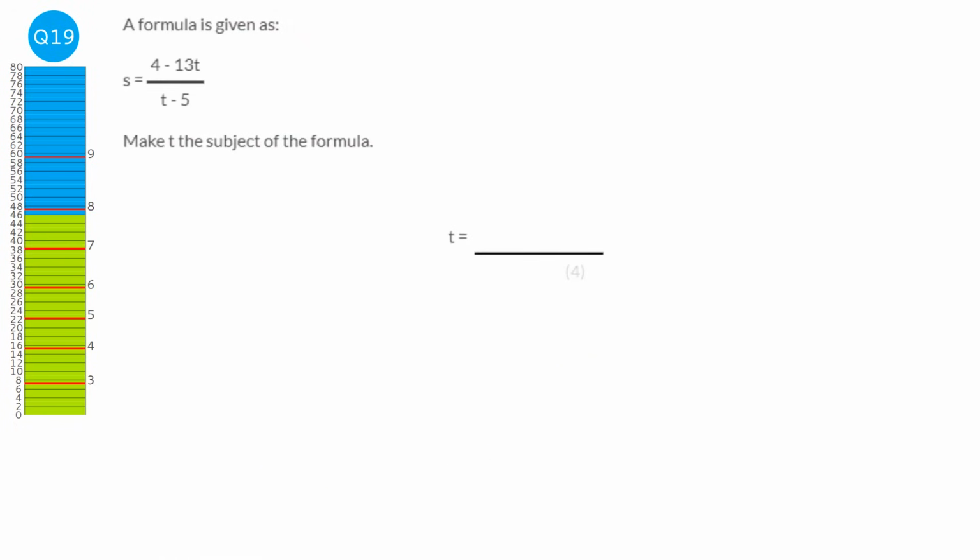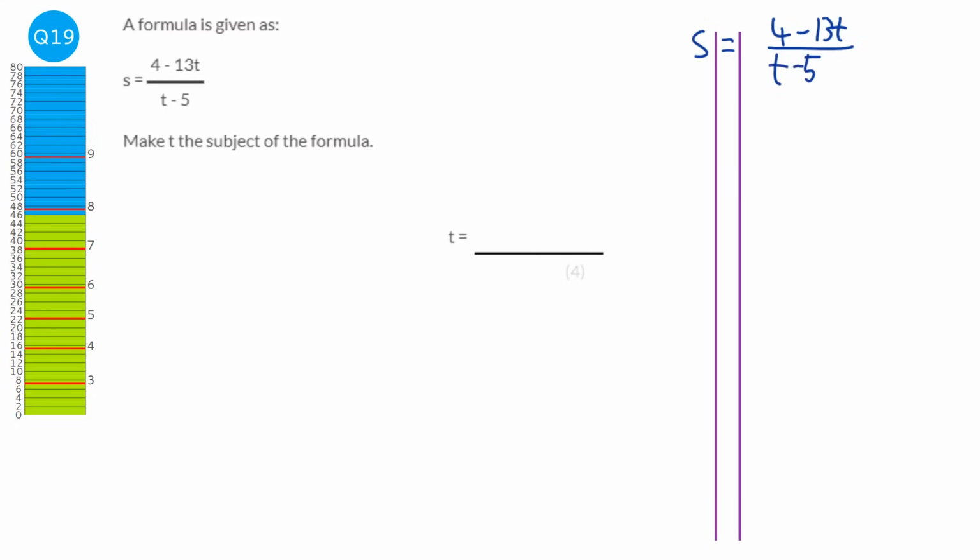We're going to write this out again just to give us a bit more space. So we've got s equals 4 minus 13t over t minus 5. I'm going to get our lines in. Okay, so the first thing I need to do is get rid of this fraction. Always get rid of any fractions. I'm going to do that by multiplying both sides by t minus 5.